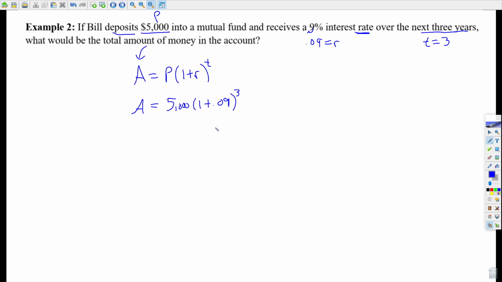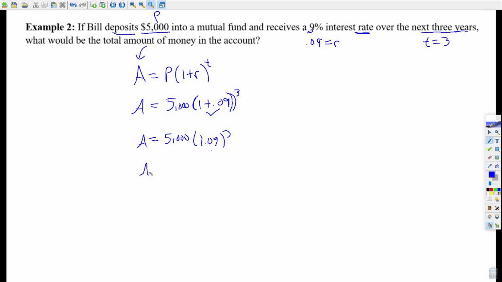So we're going to put this in your calculator, or if you use your phone calculator, doesn't matter. You're going to add these two numbers together first. You've got to do PEMDAS. Do parentheses first, then cube it to the third power, then multiply by 5,000 at the very end. Or if you have a graphing calculator at school, you can just put the whole thing in at once. But if we add this together, we get 1.09 to the third. Raise that to the third power first, and then multiply by 5,000.